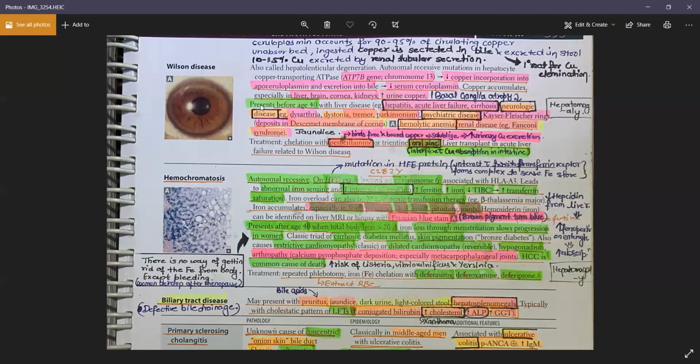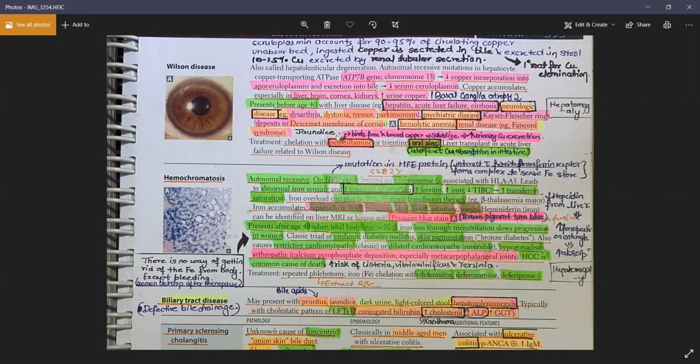For a deposition in the brain, the patient can get dysarthria, dystonia, tremor, and Parkinsonism, because you guys know the basal ganglia is very important for movement. So because of the copper deposition in the basal ganglia, the patient can have dysarthria, dystonia, tremor, and Parkinson's, the movement disorders. Plus, the patient can also have neuropsychiatric diseases, anxiety, depression, or ADHD could also be there, right?